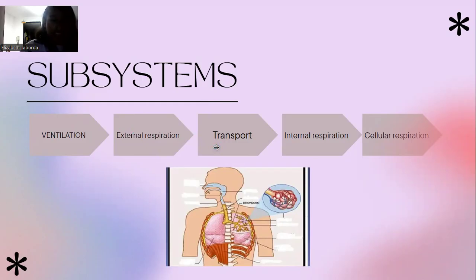Three, transport. It is the displacement of gas throughout the blood. Oxygen is transported bound to hemoglobin, and CO2 is also in part transported as bicarbonate.